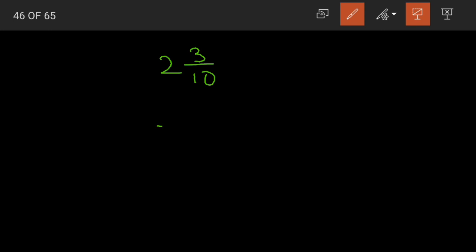Now there are two ways to convert this into a decimal number. First, keep the 2 as it is, then place a point. Here after 1 we are having, in the denominator after 1 we have 1 0. So in the decimal number we'll have only one decimal place, and that would be our numerator 3. 2.3 becomes our answer.